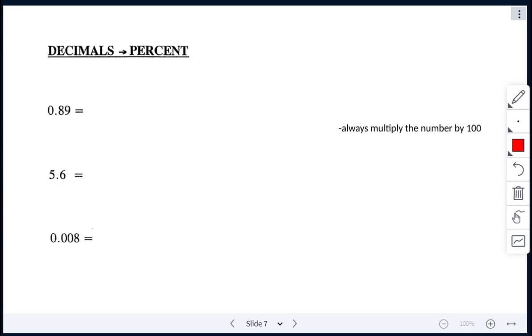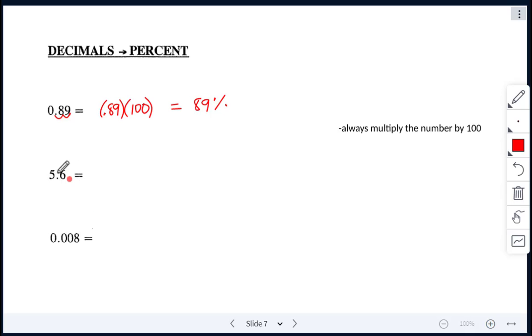So there's a couple ways when working from decimals to percent. One method is just multiply the number by 100. The other method is just move your decimal point over 2 to the right. So first method, you can take your 0.89 and multiply it by 100, which gives us 89%. The other method is to just move your decimal point 2 to the right, 1, 2, so it becomes 89%.